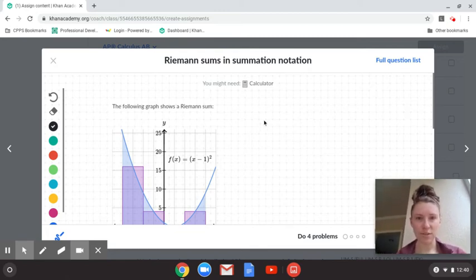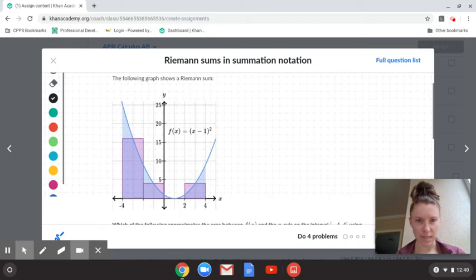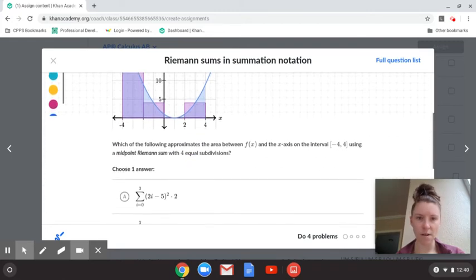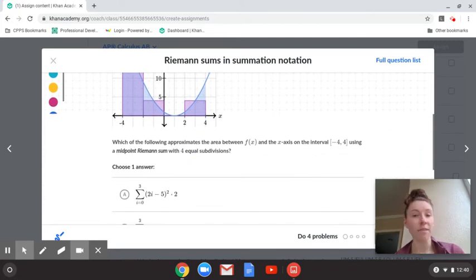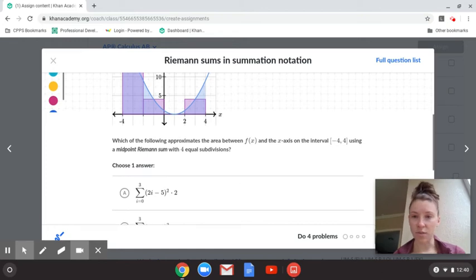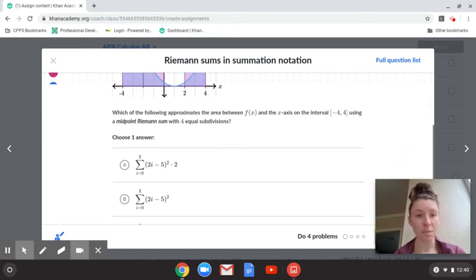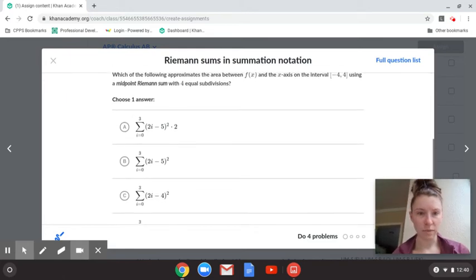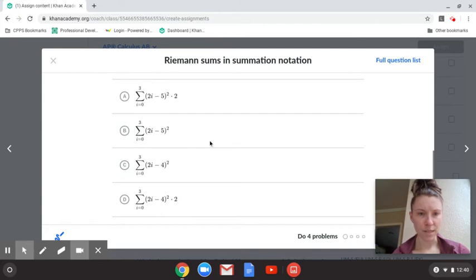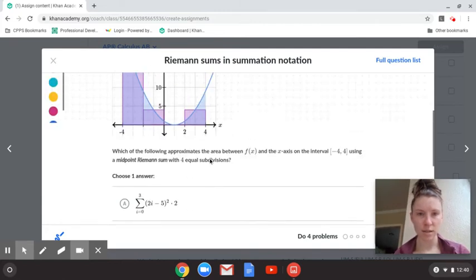The following graph shows a Riemann sum. We've got x minus 1 squared. Which of the following approximates the area between f of x and the x-axis on the interval from -4 to 4 using a midpoint Riemann sum with 4 equal subdivisions, which means 4 rectangles. So we have these possible answers here. They're starting at 0, so we can note that.